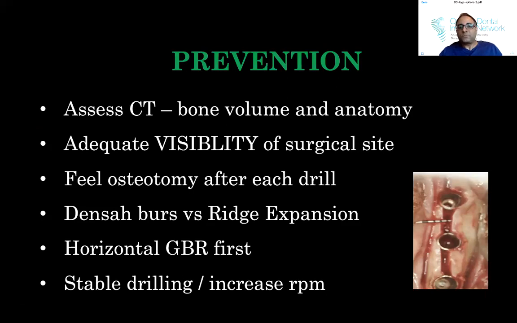So how do we prevent this, right? Having a proper assessment of the CT, looking at the bone, looking at the site, so we know if there's going to be an apical perforation. We can see it, we can graft it, okay? Feel your osteotomy after every drill and check to see if you have a perforation. Using expansion tools like the Densah burs, which expand, or even ridge expansion, which you can see on the right side, helps to minimize the risk of having an apical perforation. Again, these are more advanced techniques. Now, if you can't place an implant, do horizontal grafting. But how predictable is that in your hands, right? And then, of course, stable drilling. In some cases, I will actually increase my RPM. So if it's drilling faster, there's less risk of things bouncing around, okay?